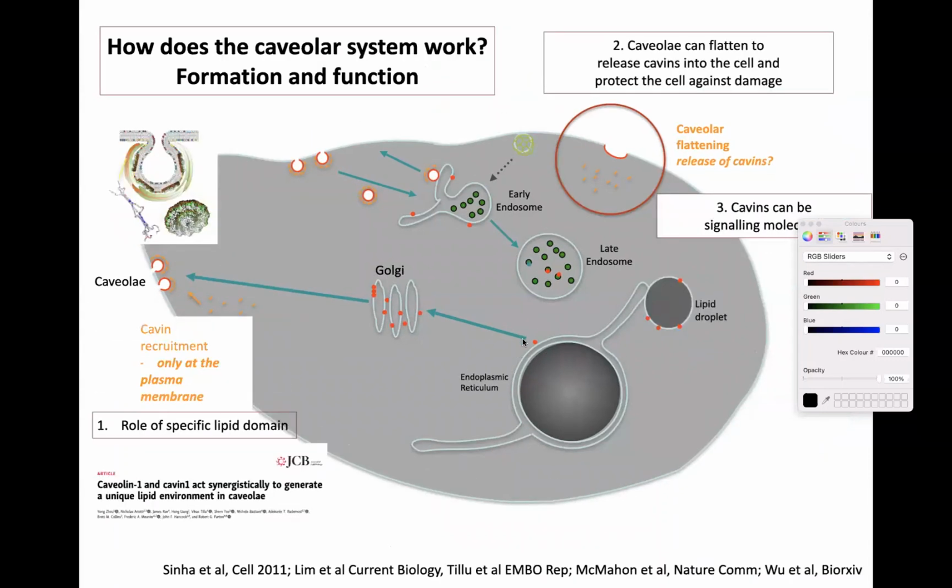So this slide summarizes the main points. The caveolin gets made in the ER, passes through the Golgi, and then at the surface, you get caveolar formation. And this relies on specific lipids, which we've characterized in this paper here. The caveolae can also be internalized and recycled back to the surface. But what we think is a crucial part of the function of the caveolae is that they can also be flattened. And this can happen in response to specific mechanical tension on the membrane. And then the other part of this is that we think that when they do flatten, the cavin proteins can be released into the cell.